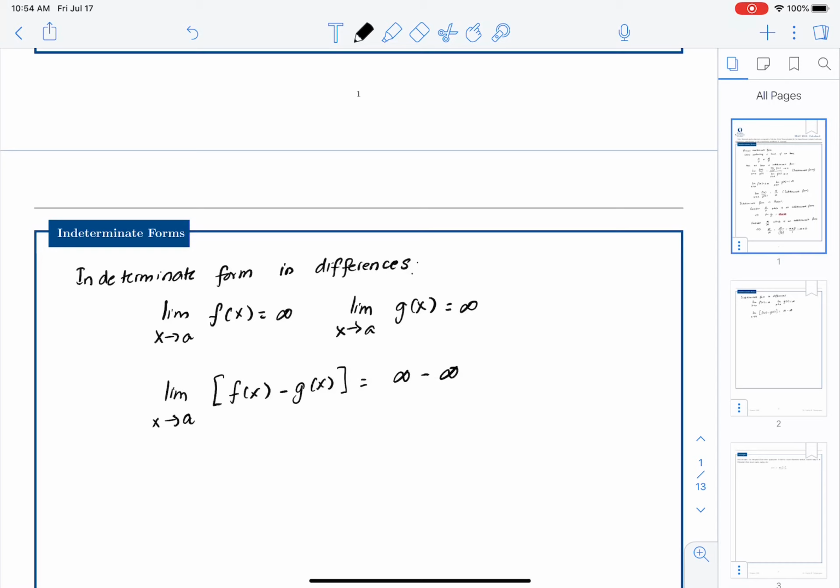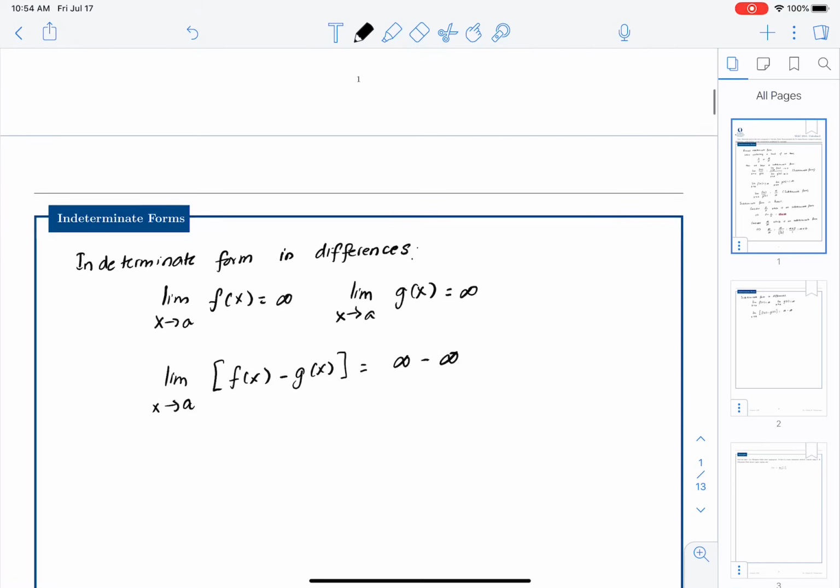This goes back to the concept of which function is going to overtake which function. So is f of x going to take the lead, or is g of x going to take the lead? There's a tug of war between the two, and we may not know what the eventual answer is going to be in limit, and that is why we call it an indeterminate form.